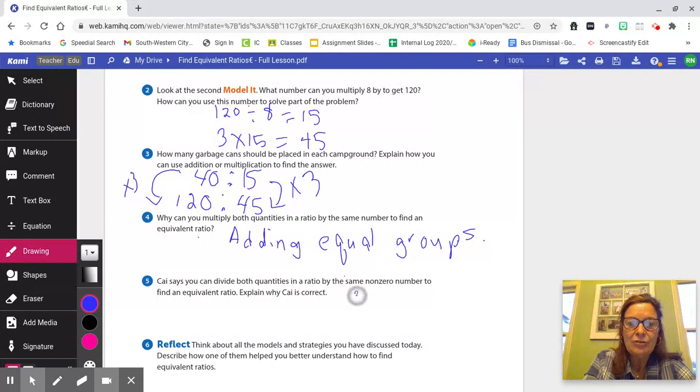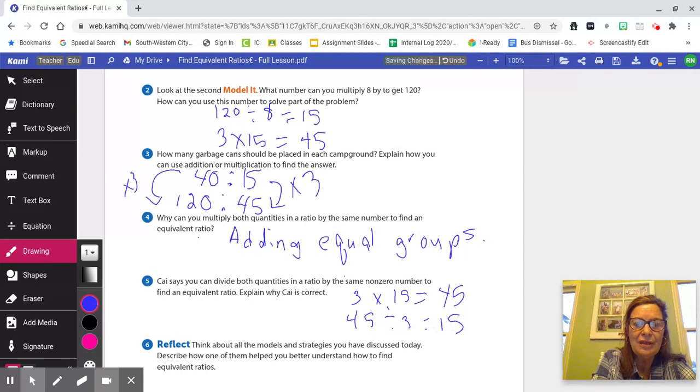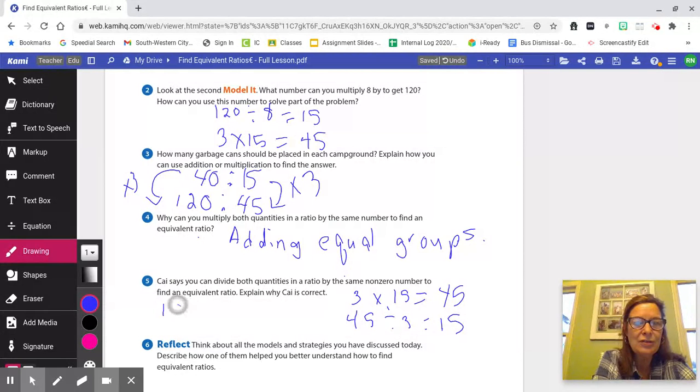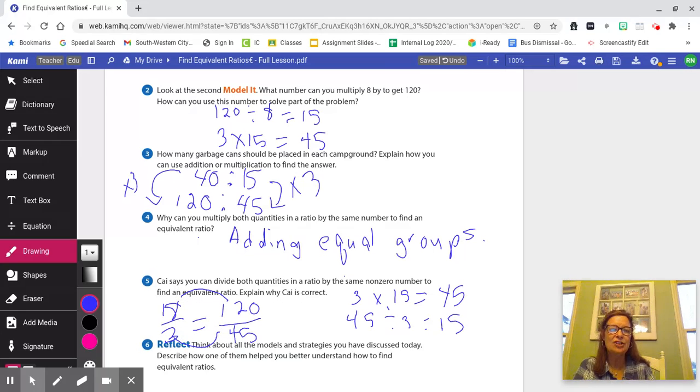So just like 3 times 15 is equal to 45. And then if I did 45 divided by 3 is 15. The same goes with the second number we had, and it was 120. Let's see, we started at 8 to 3, was 120, and so we had 45. If I divide by 15, I get an equivalent ratio.